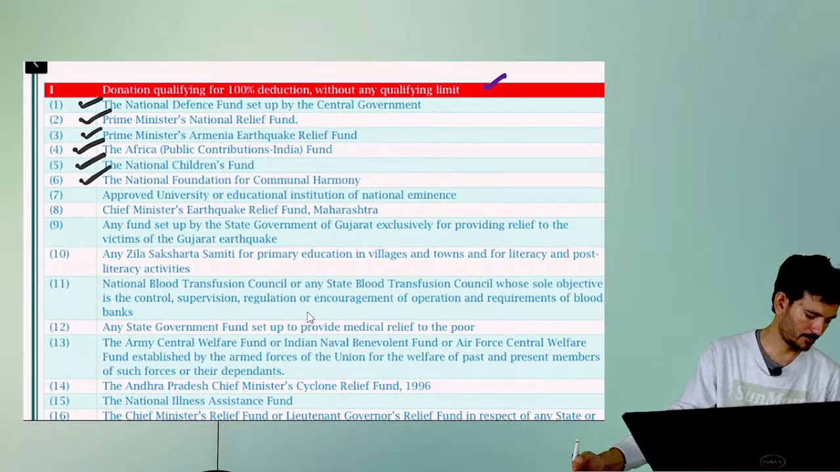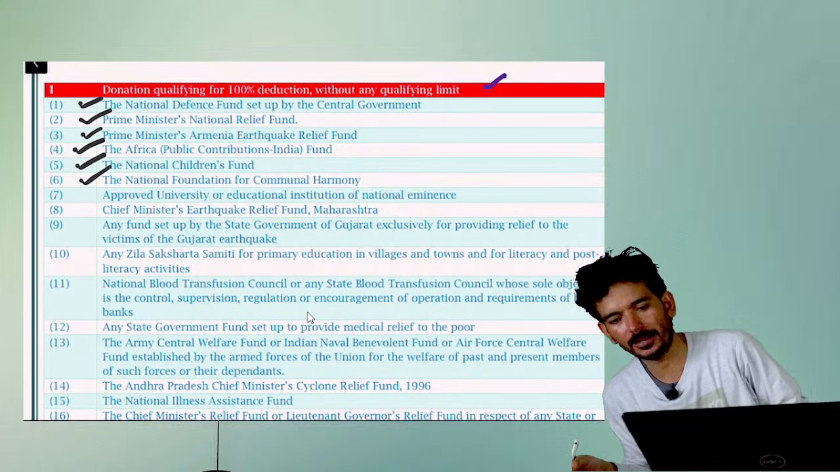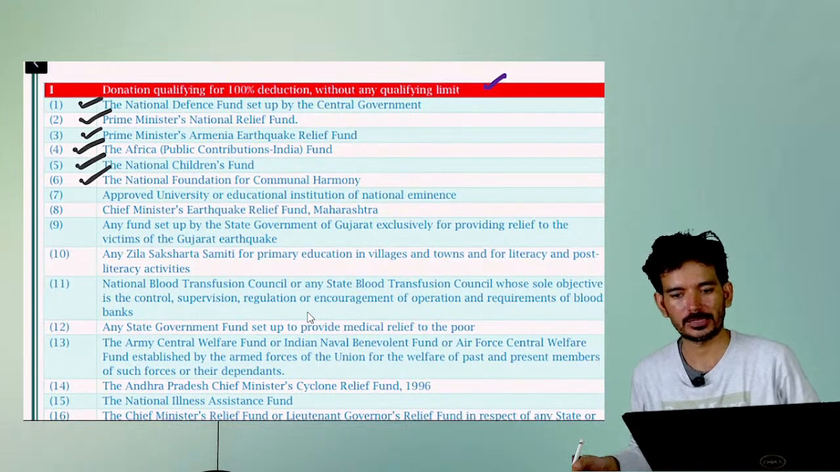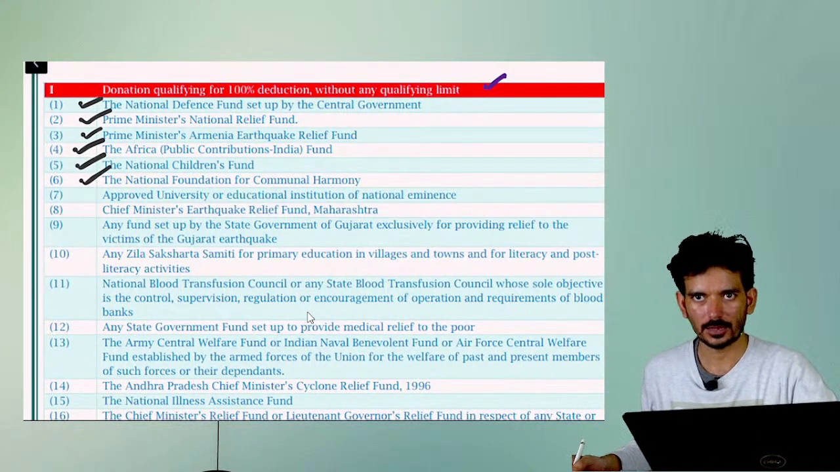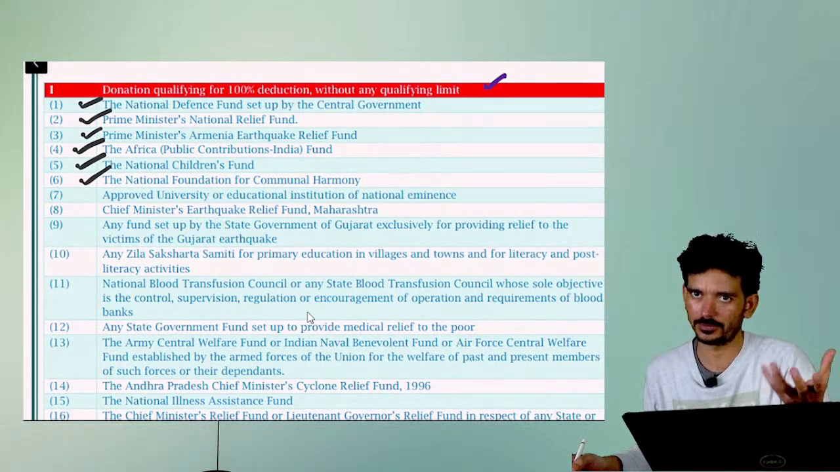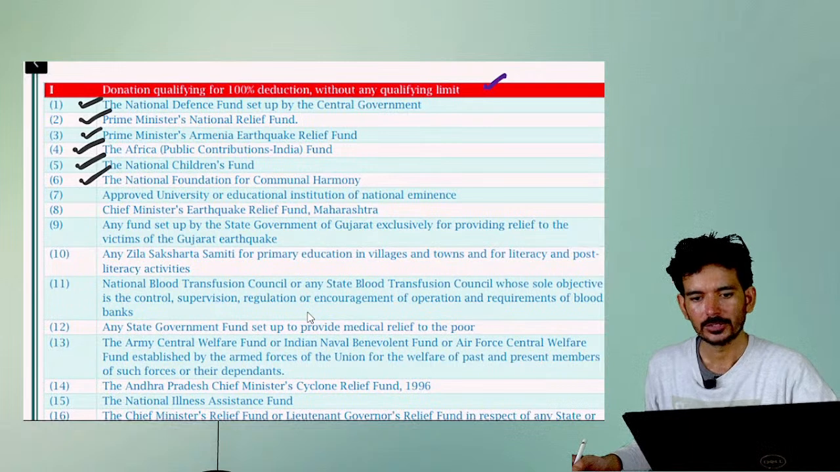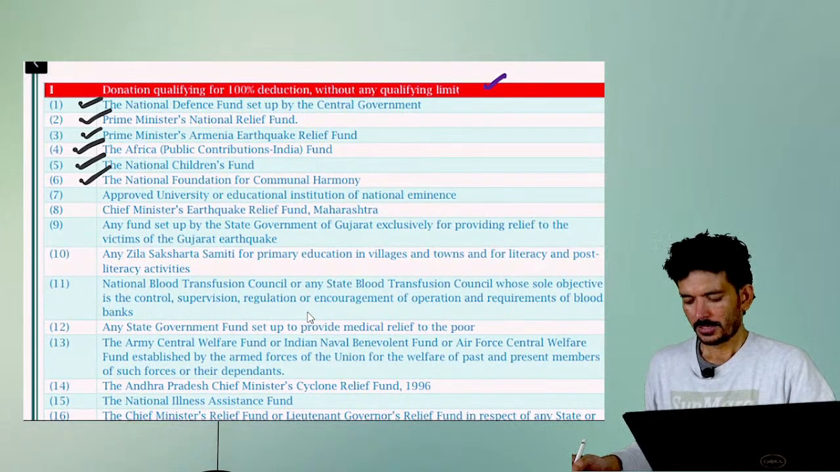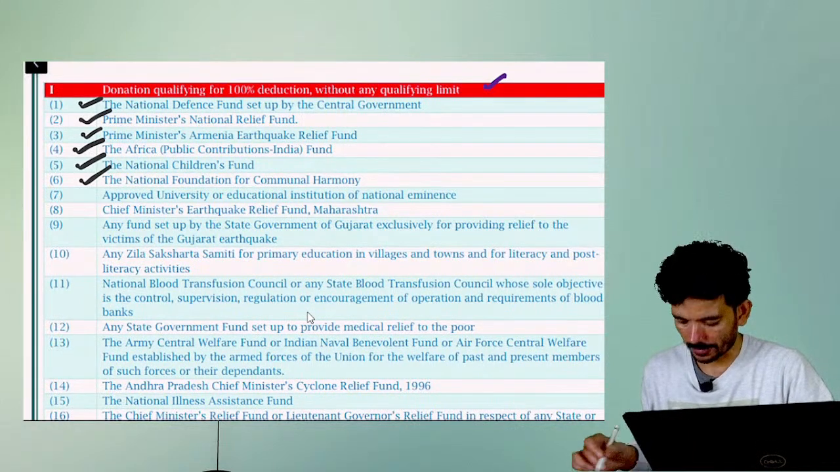National Foundation for Communal Harmony. So I mean, we should not say that, but sometimes in India we have communal disturbances, right? So just to create harmony, if there is any fund and you are contributing to it, it is good for everyone. So they would say it is 100% without limit.